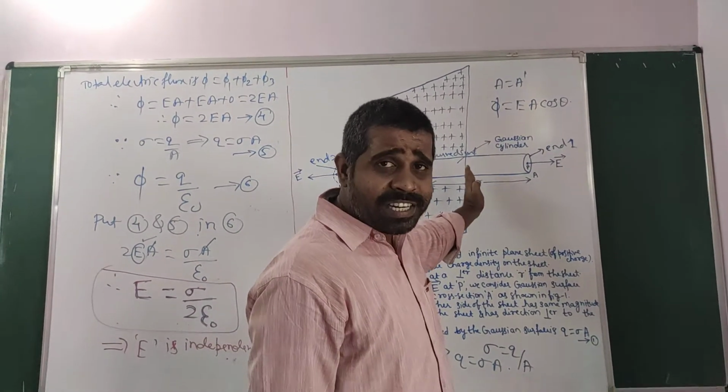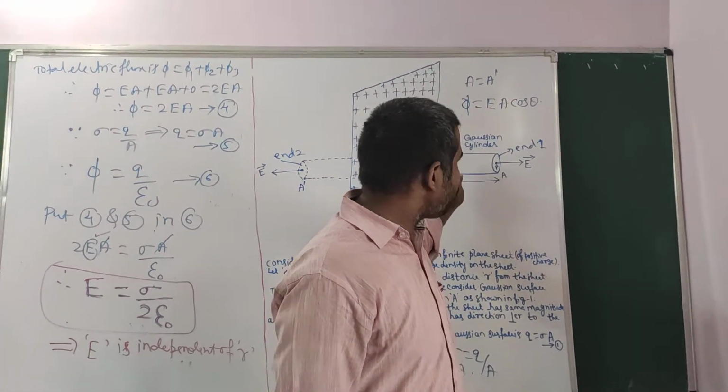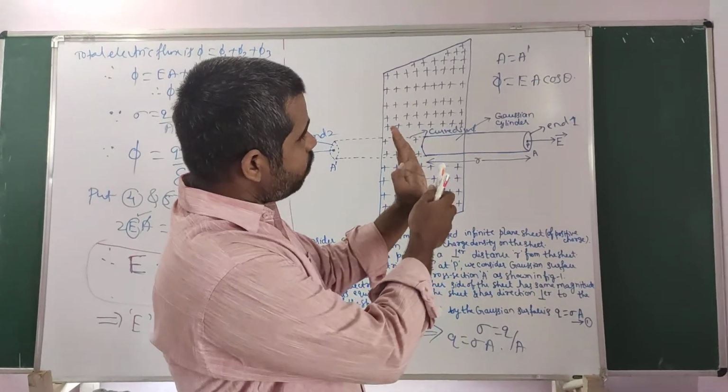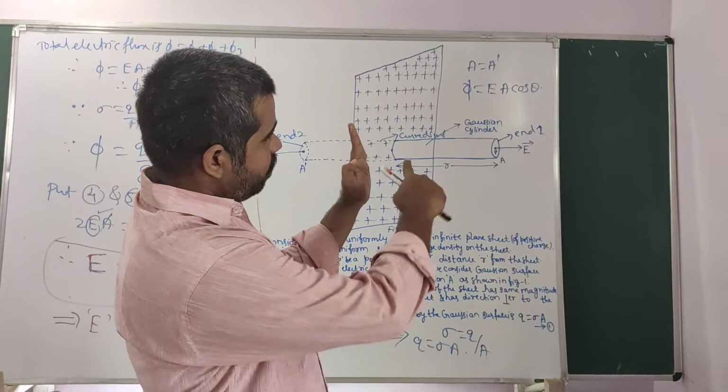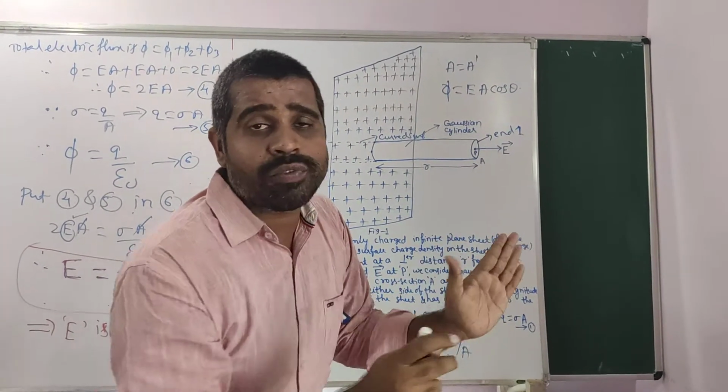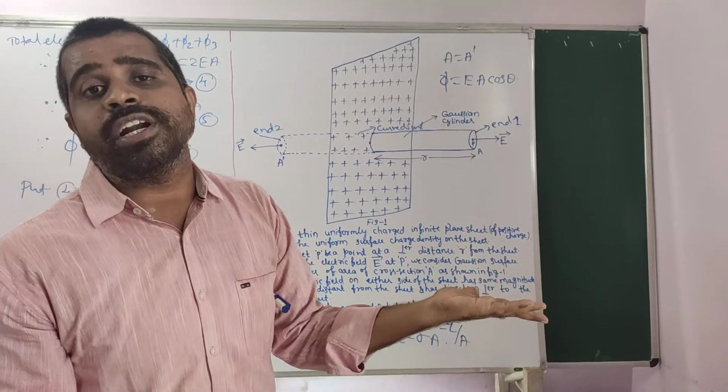Whether you are taking 10 centimeter, you are shifting point P, 10 में shift करो, 20 में shift करो, 30 में shift करो. This is a thin plane sheet. You are shifting point P, 10 centimeter, 20 centimeter, 30 centimeter. Magnitude of electric field remains same because it is independent of R.